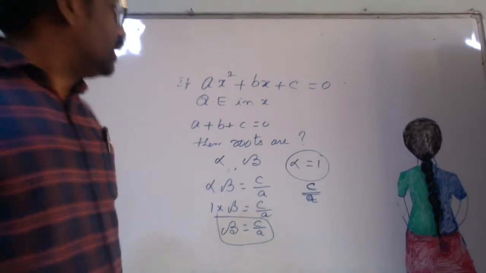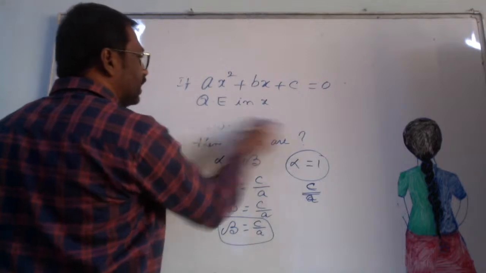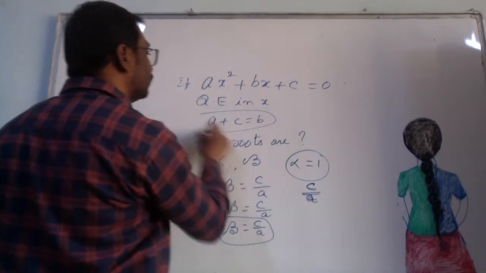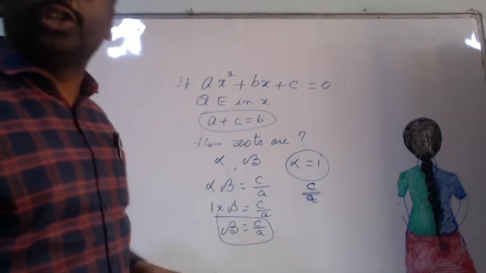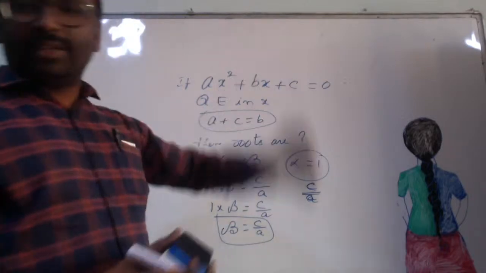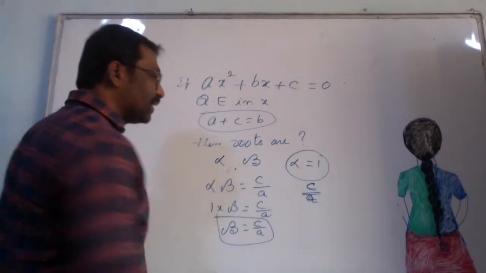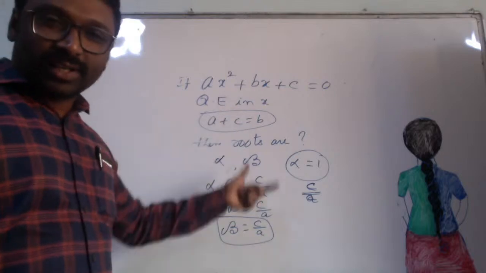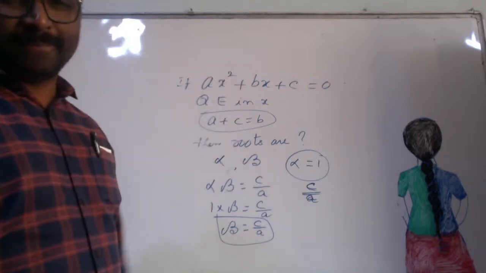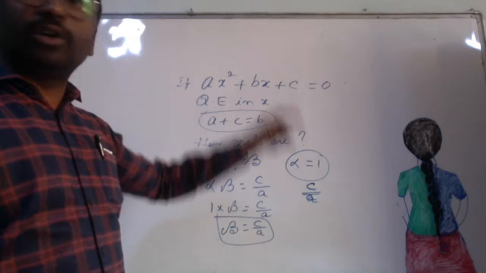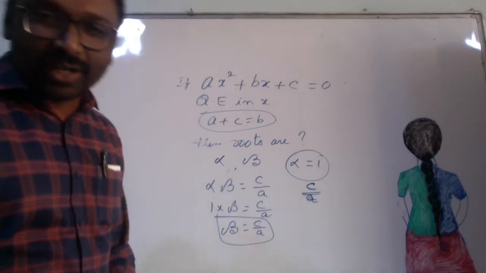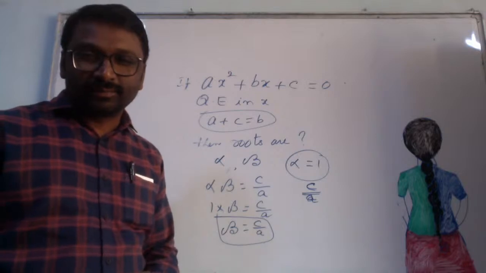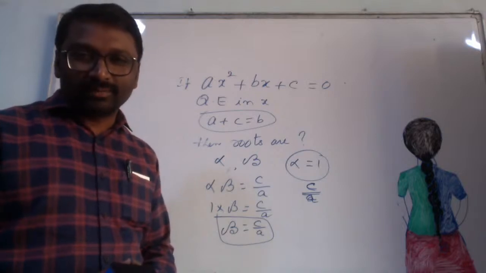In the same way, suppose I check this one: a plus c equals b. Instead of a plus b plus c equals 0, a plus c equals b. Now tell me what are the roots? Already you know this procedure, so the same procedure can be applied. When a plus c equals b, then what are the roots of the equation?